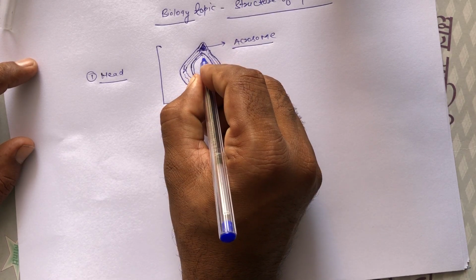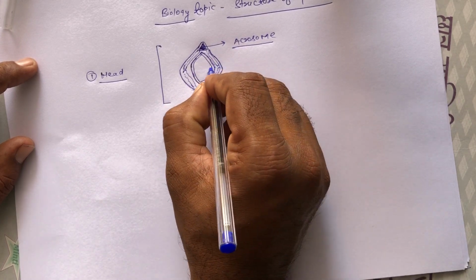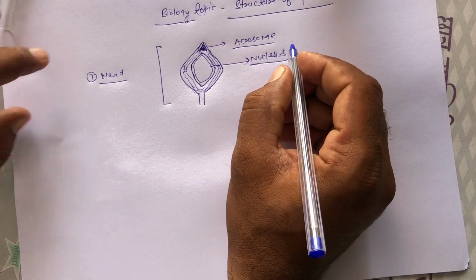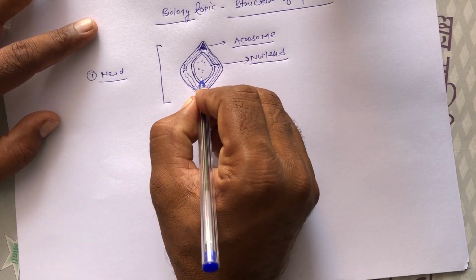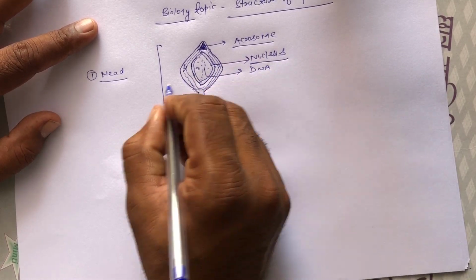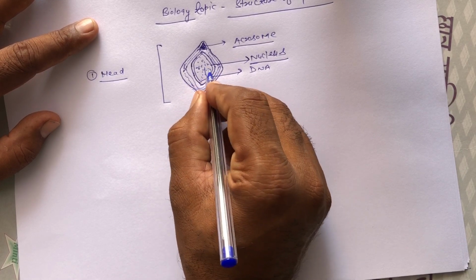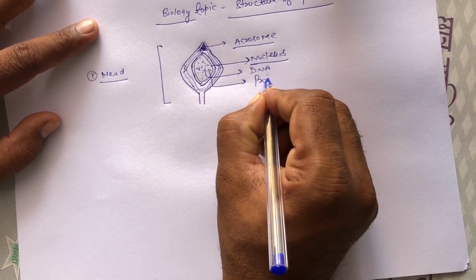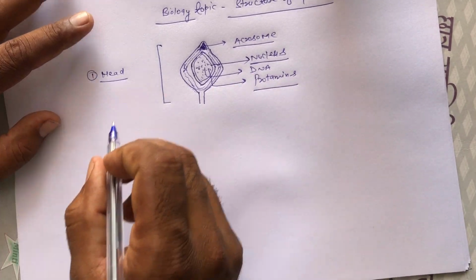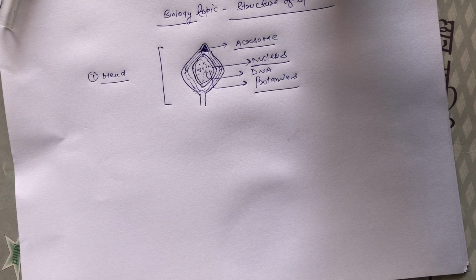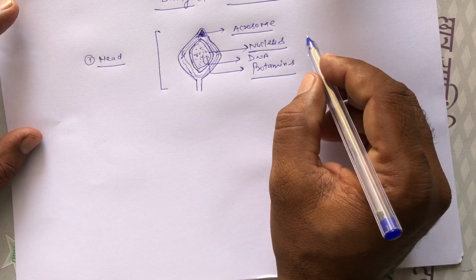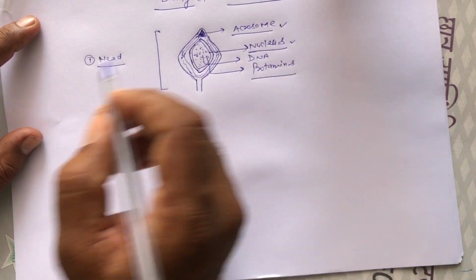This is the nucleus. The nucleus consists of DNA and a specific protein, protamine. So the first part is the head. The head is formed of the acrosome and nucleus.